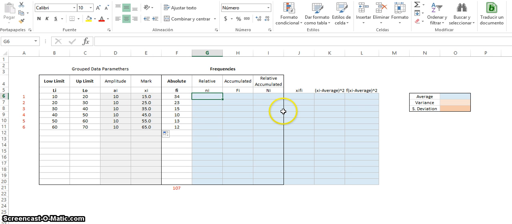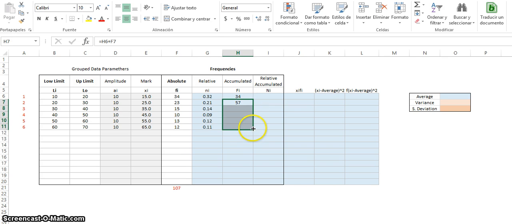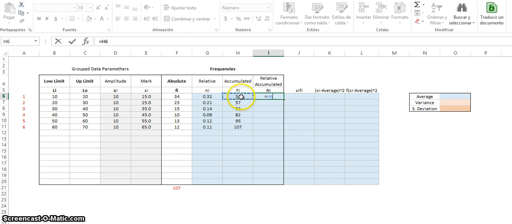For the relative frequency, you need to divide each of the absolute values over the total n. Remember, to make it static, you can add this symbol and then copy the formula. For the accumulated, you need to copy the first absolute value and then add it to the second absolute value here. If you copy the formula, at the end you're going to realize that this number is the same as this. For the relative accumulated, you need to divide this number over the total n, and again you have to make it static by using this symbol and then copy the formula.